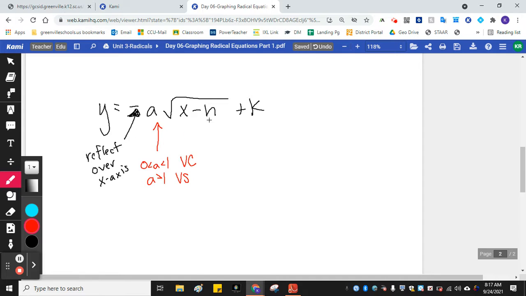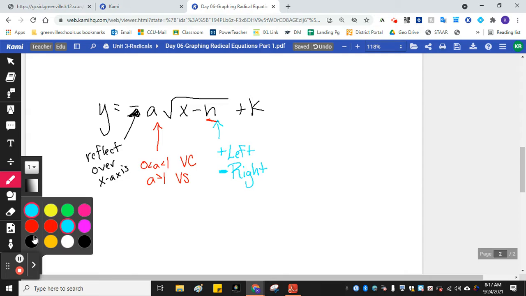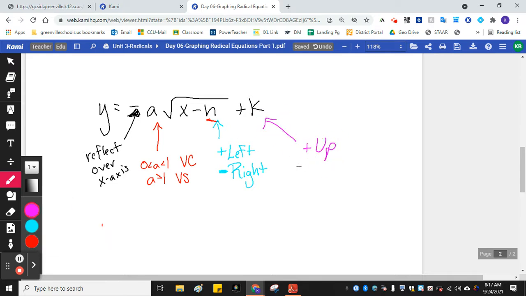Inside your radical, if it is a positive H, that means I had to plug in a negative number, so negative numbers would be going left. If it is a negative H, that means I plugged in a positive number, and positive numbers are going to the right. So if what you see is positive, it's going to the left. If what you see is negative, it's going to the right. And then the outside one is definitely the easiest. On the outside of your radical, if it's positive, it's going up. If it's negative, it's going down.